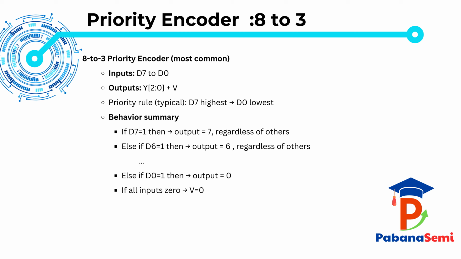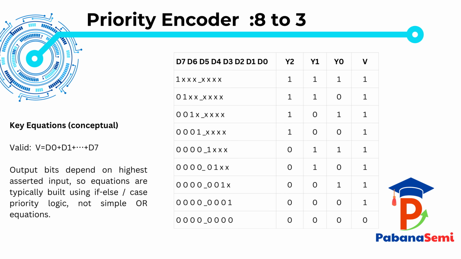So, the key takeaway is this: when multiple requests occur simultaneously, the priority encoder always selects and encodes the highest priority request. Moreover, valid, that crucial signal, informs us whether any request exists at all. Now, this slide summarizes the 8-to-3 priority encoder using a compact truth table and the key conceptual equations.